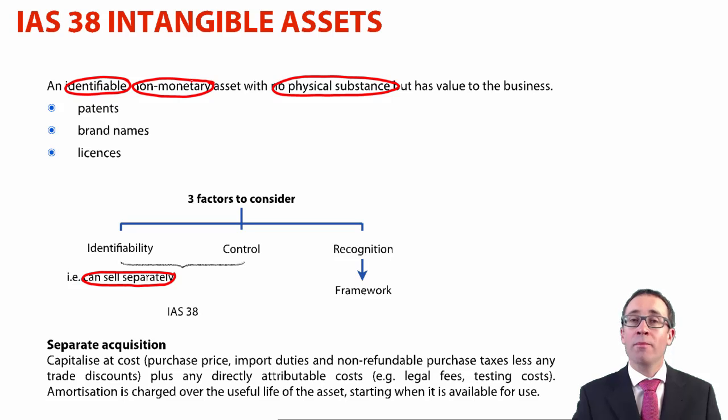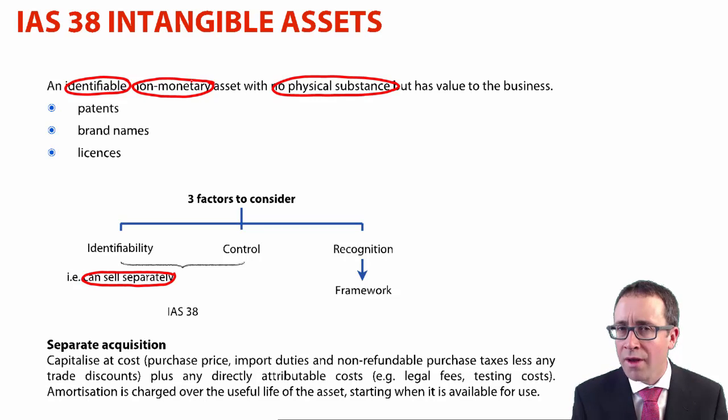So maybe you are a publishing company and you have bought the rights to print the Harry Potter series of books. Okay, that would be quite lucrative, wouldn't it? It's identifiable. You can sell it separately, can't you? You can sell that license to somebody else. Non-monetary, it's not readily convertible into cash. You'd have to locate a buyer, which may take a while, possibly not so long if you had the rights to distribute the Harry Potter material.